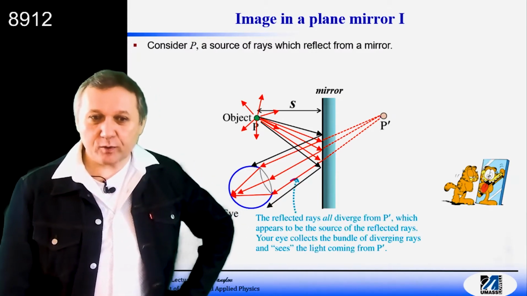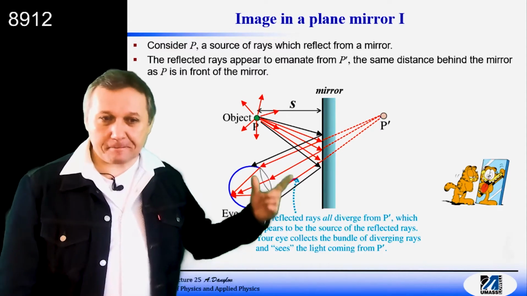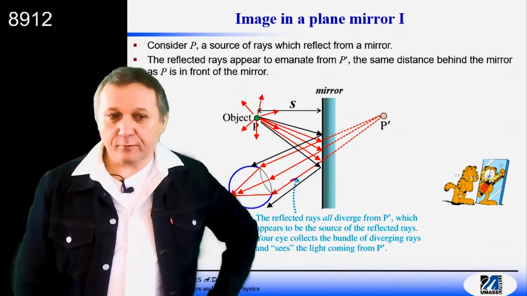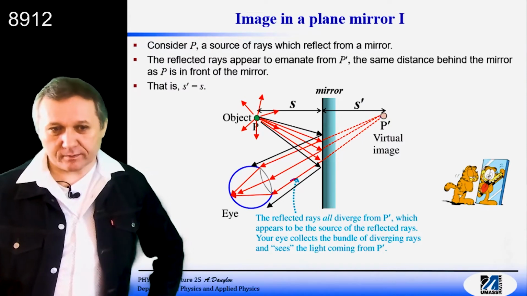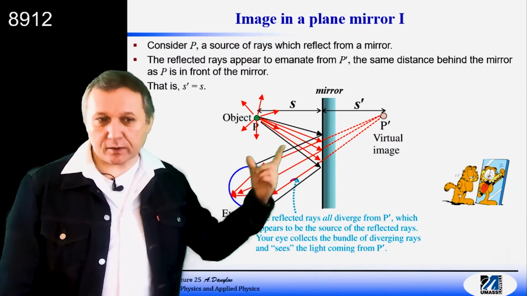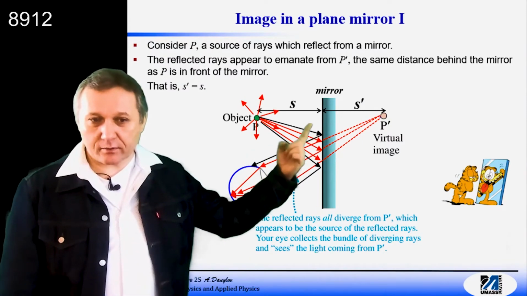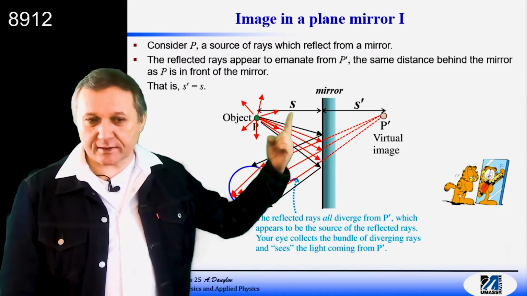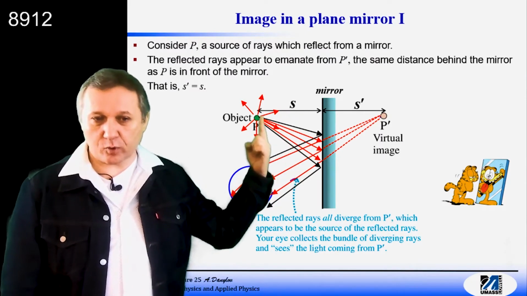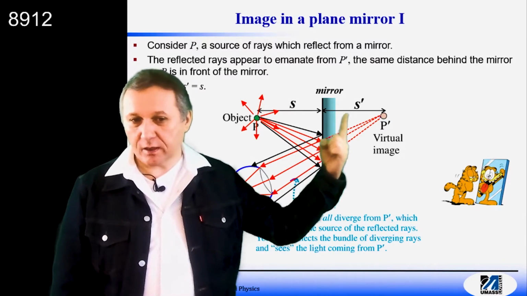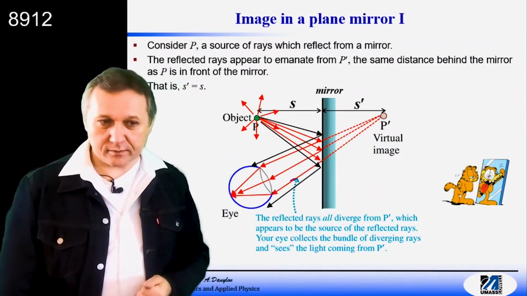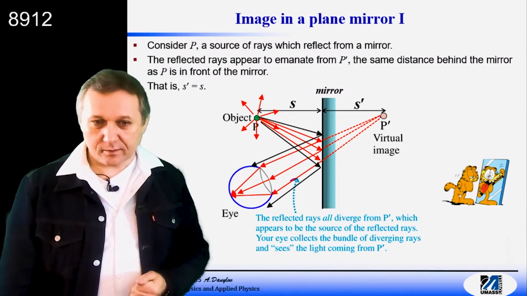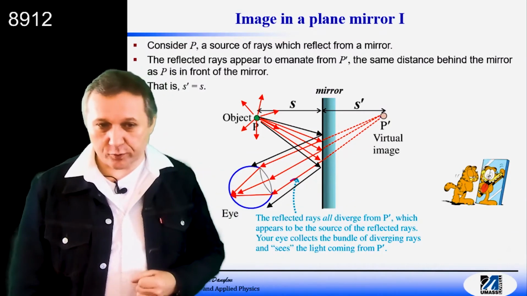But of course, we know that that is a virtual image, which you can obtain by applying the law of reflection. You can easily show that this distance s from the mirror to the object equals the distance from this image to the mirror. So this is a virtual image.